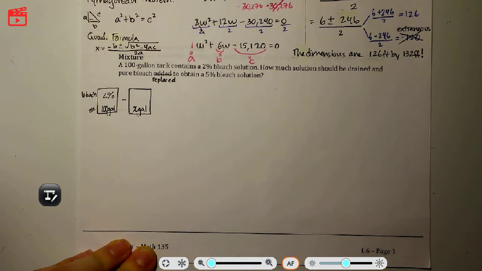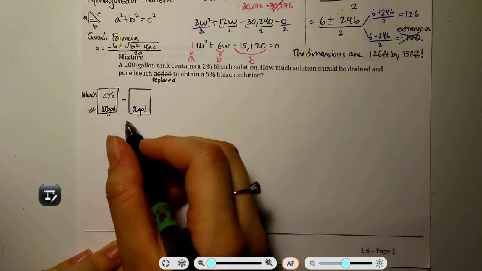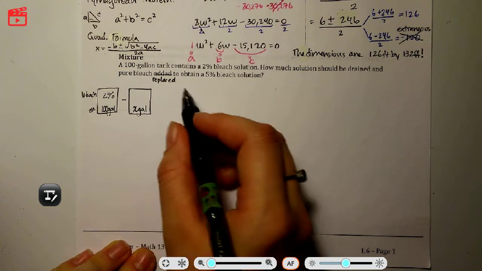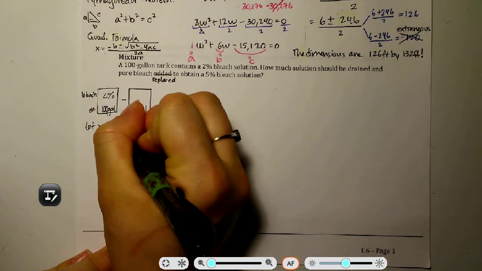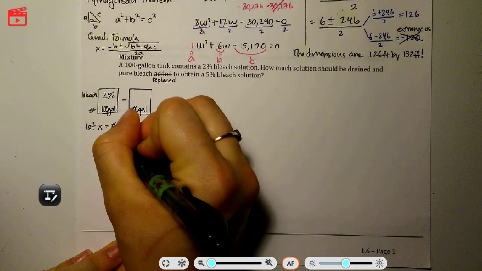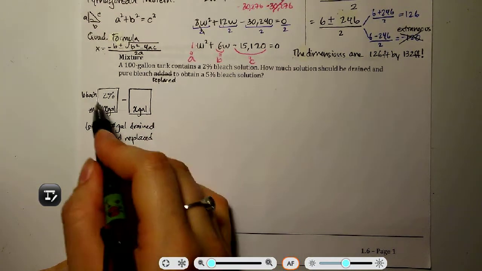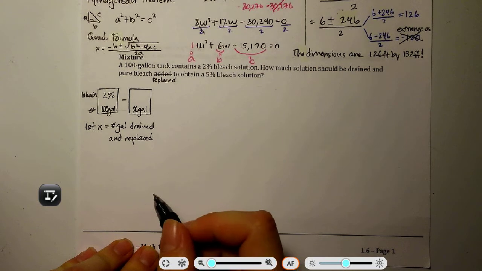Okay, and because you're showing me a diagram here, you don't need to write let x equal the number of gallons, since you already have a diagram. But if you feel like it, you can write let x equal number of gallons drained and replaced. In this case, if you had the diagram, that's enough. Okay, so we want to know how much should be drained and replaced.